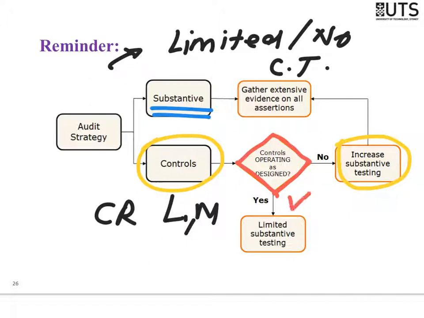If the answer to that question is yes, you limit the amount of substantive testing you do. If the answer to that question is actually no, it doesn't, then that's when you shift your approach and you do more substantive testing to gain that comfort.